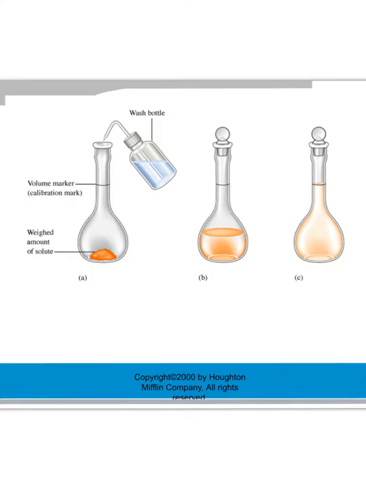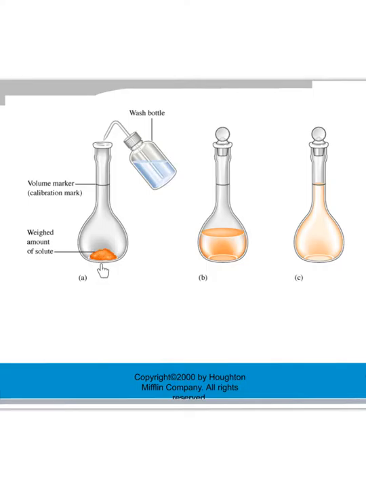So in order to do a dilution, we will most likely use a volumetric flask. This is called a volumetric flask. Notice on the volumetric flask it only has one calibration mark on it. These volumetric flasks come in many different sizes, so we would find the appropriate size for the dilution and the amount of solution that we are looking for.